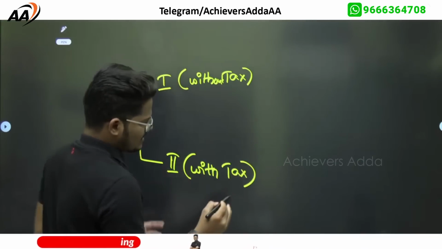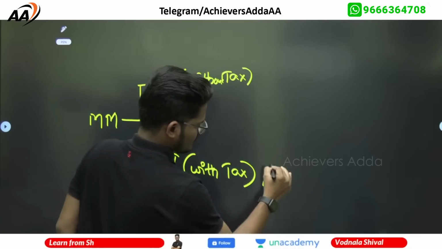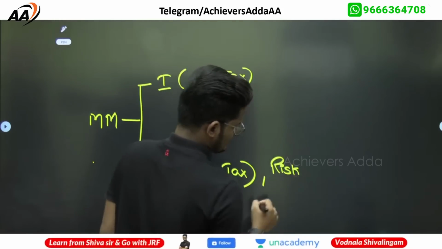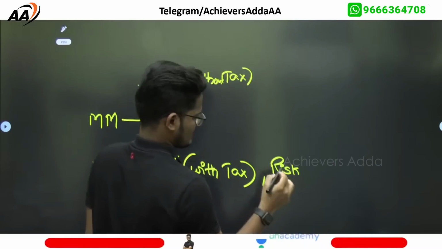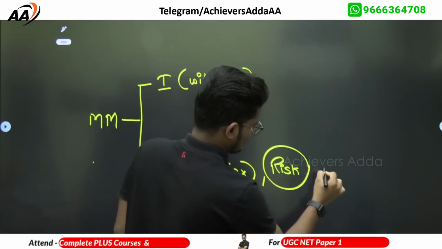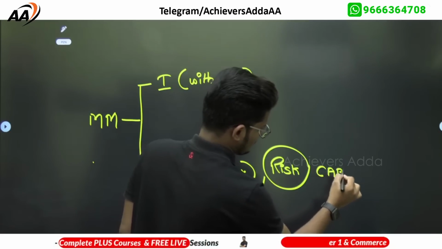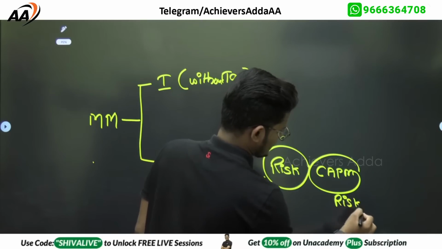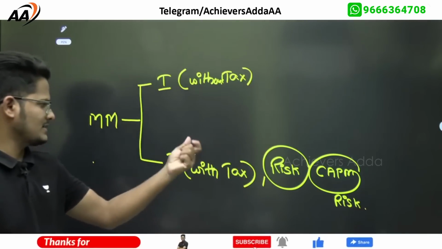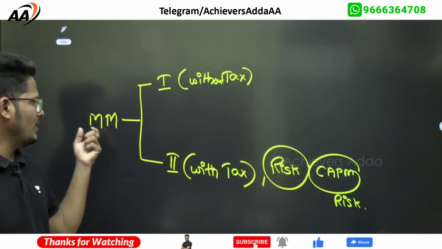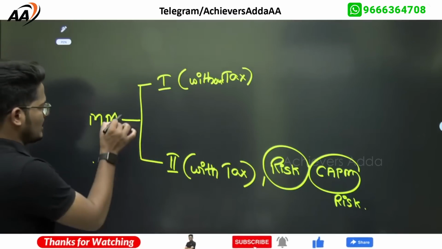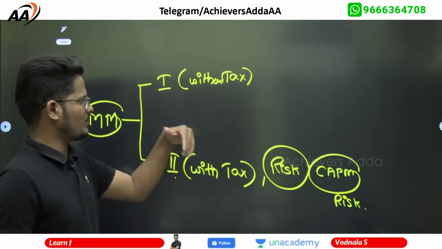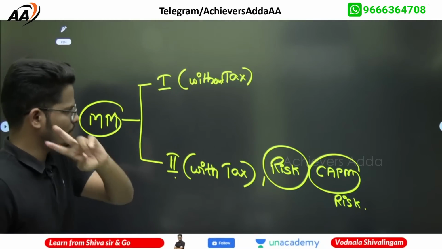But in number 2, not only tax, the risk of the market is also considered over here. They included CAPM analysis, which usually considers risk. So by taking that risk into consideration, he rectified some of the demerits of proposition number 1 in proposition number 2.